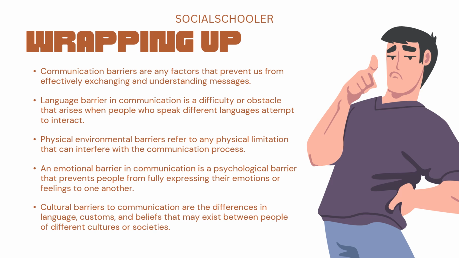Wrapping up. Communication barriers are any factors that prevent us from effectively exchanging and understanding messages. Number two, a language barrier is a difficulty or obstacle that arises when people who speak different languages attempt to interact. Next one, physical and environmental barriers refer to any physical limitation that can interfere with the communication process.